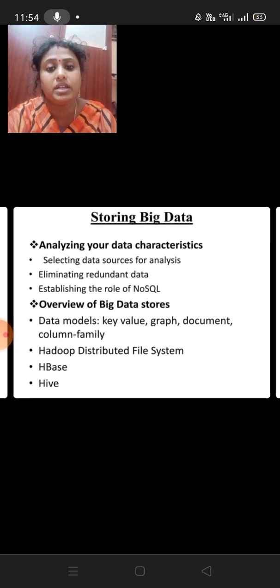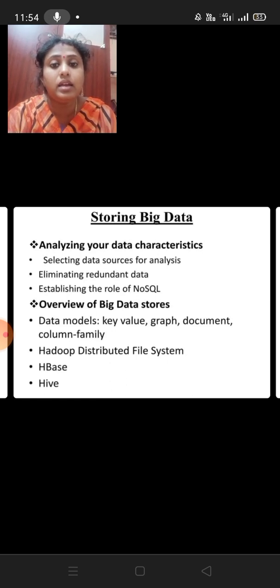And storing big data: analyzing your data characteristics, selecting the data sources, and for analyzing, eliminating the redundant data. So what is the meaning? Redundant data means duplication. It means we already got the original data, and again we get the same data as the previous one. That is called duplicate data or redundant data. And establishing the role of SQL.